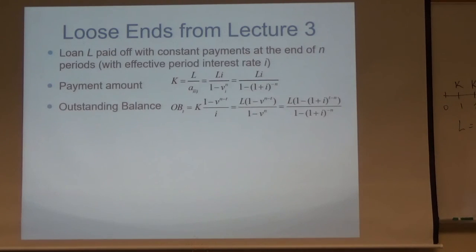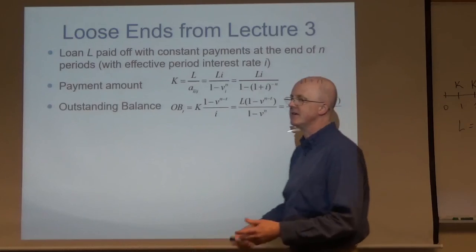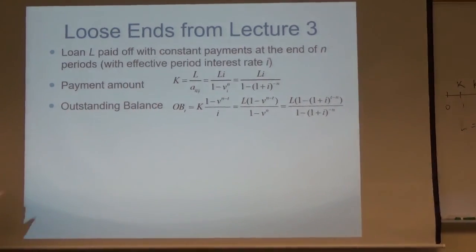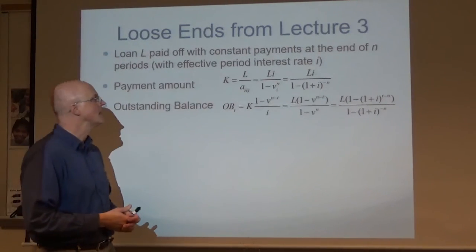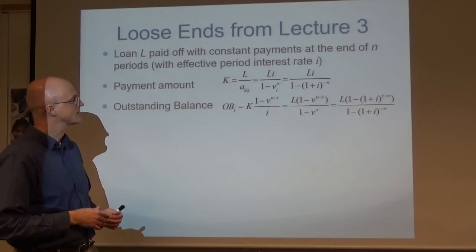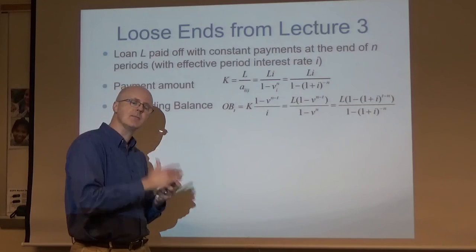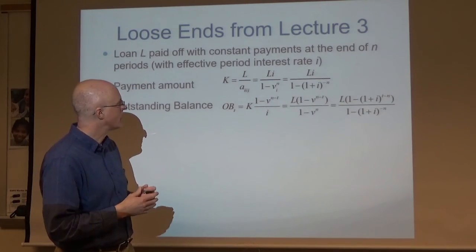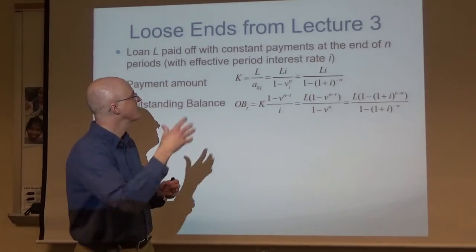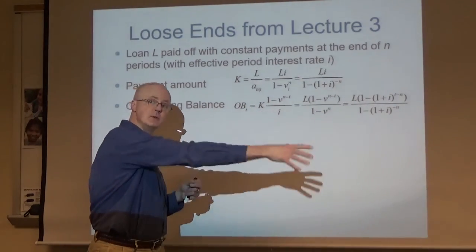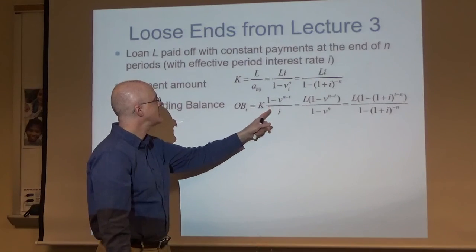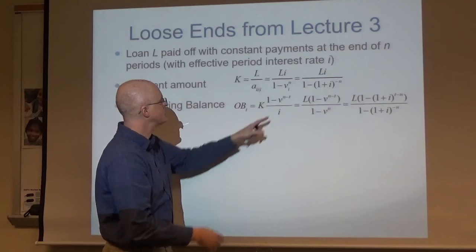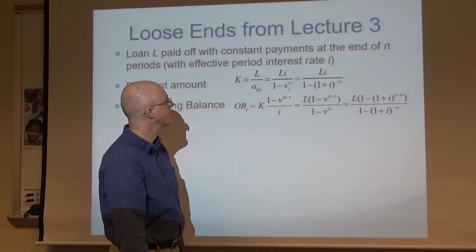Formula for the outstanding balance. At any moment in time, you can think of it either prospectively or retrospectively. I talked about that in lecture 3. This formula here is actually based on the prospective method, where you're thinking about the balance of the loan at time t, where t is really going to be a whole number here, right after a payment, to be the present value of future payments. So K times this thing is going to be the present value of an annuity immediate for those future payments, n minus t of those future payments.